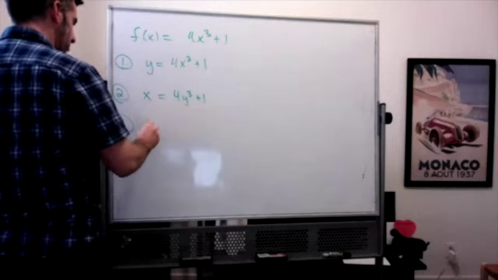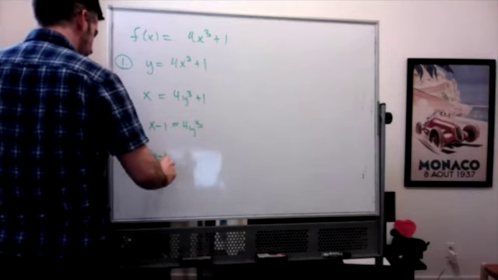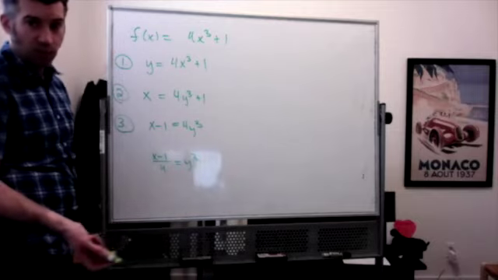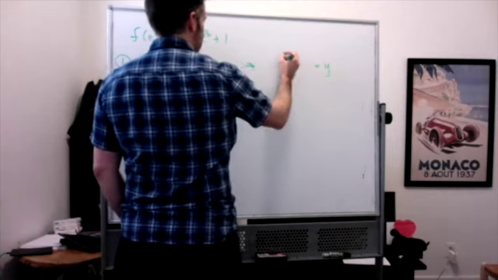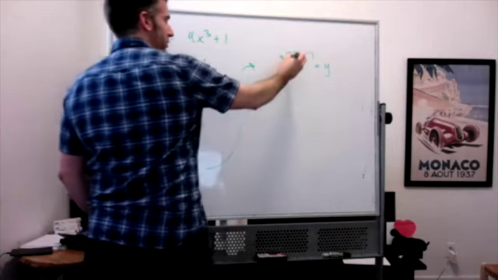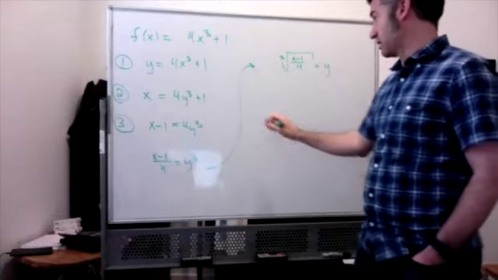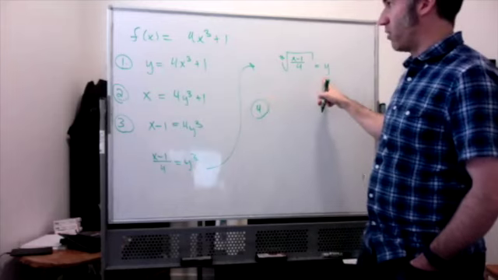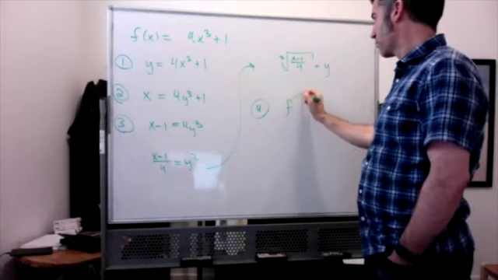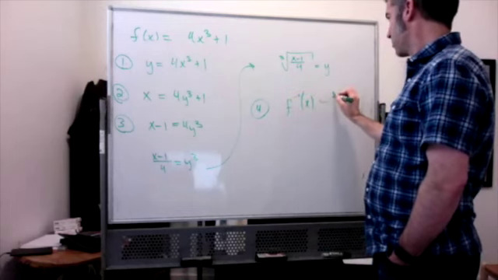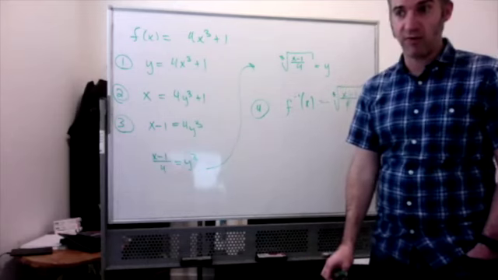So subtract 1. Divide by 4. Take the cube root of both sides. So you end up getting y equal to the cube root of (x minus 1) over 4. And then finally, the last step, which is also kind of a nothing step, is instead of writing y, we're going to write not f of x, but f inverse of x. And that's the process for finding an inverse function.